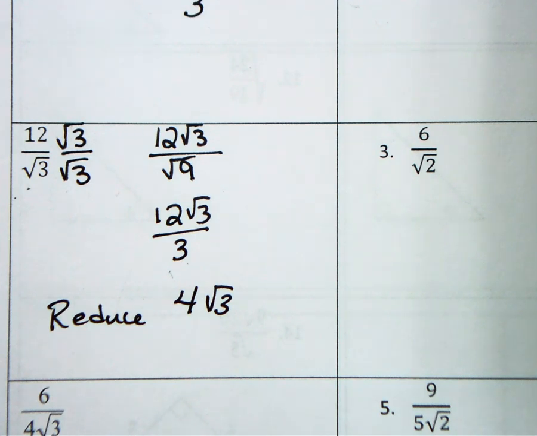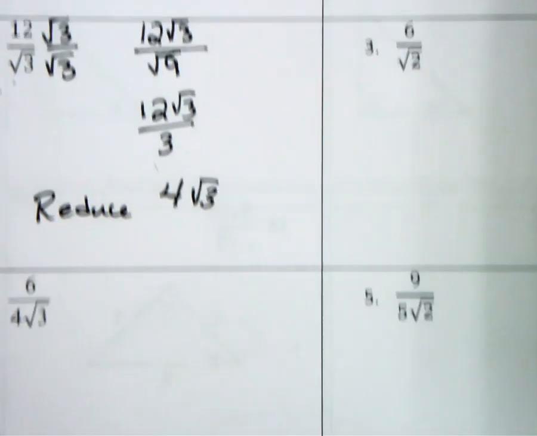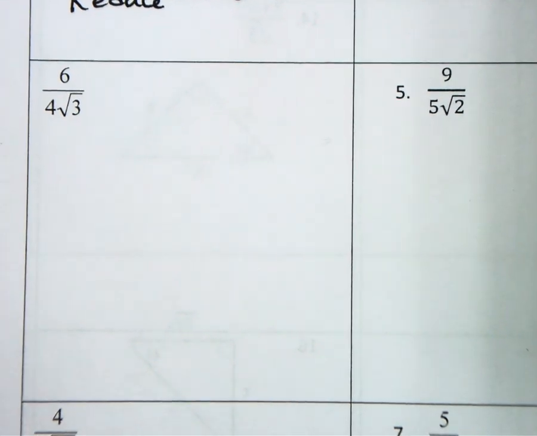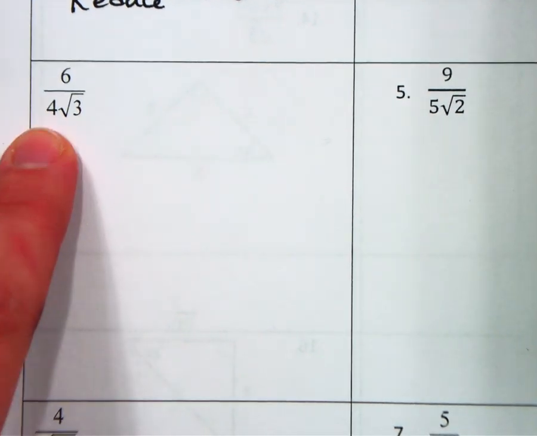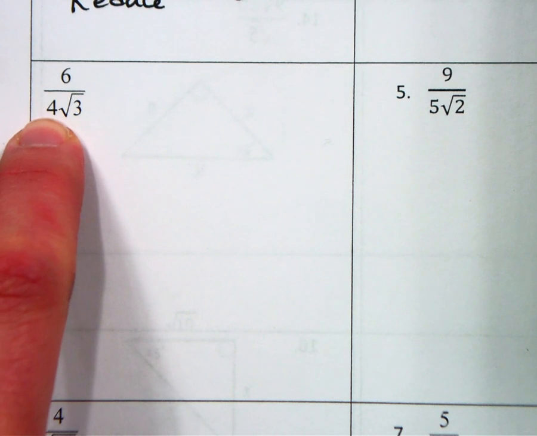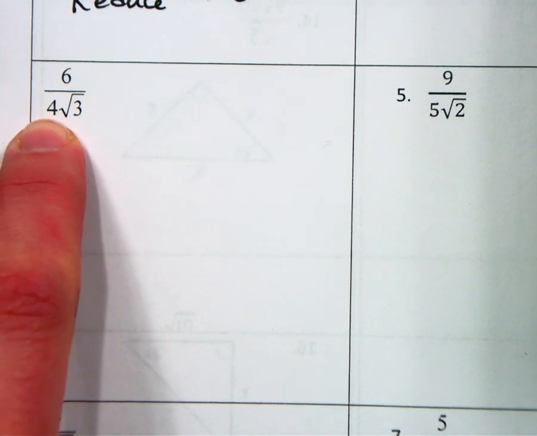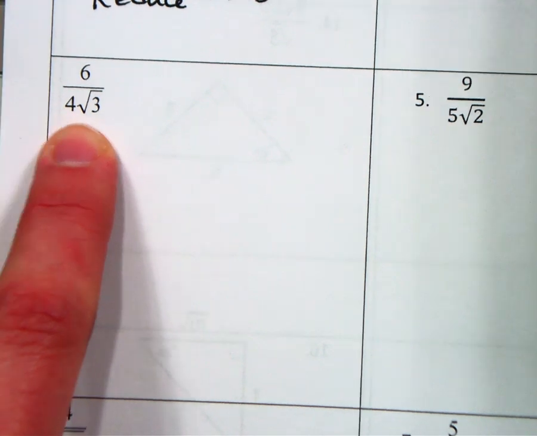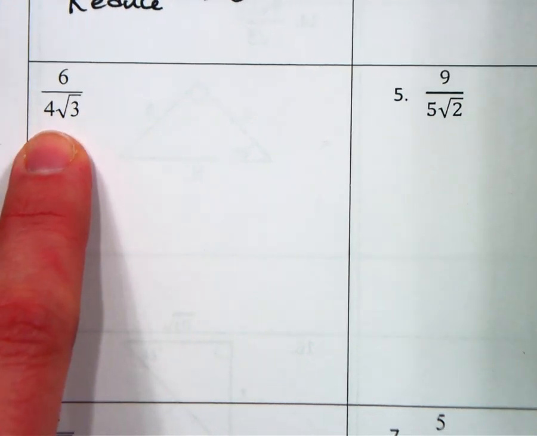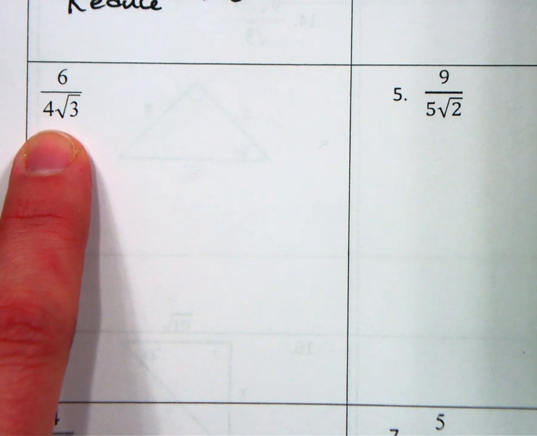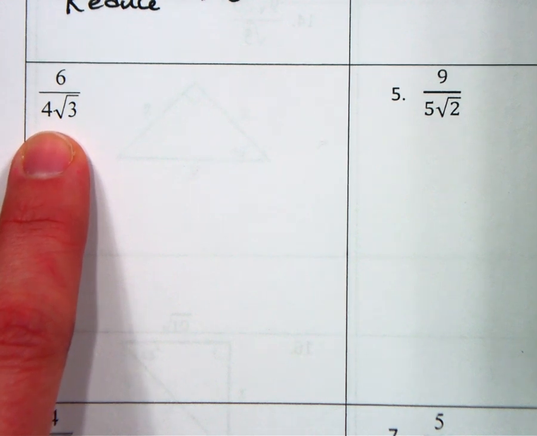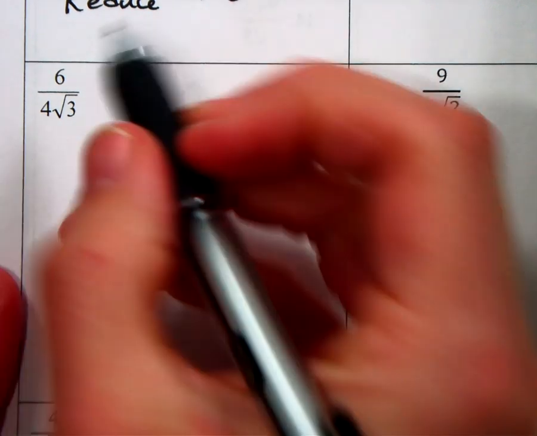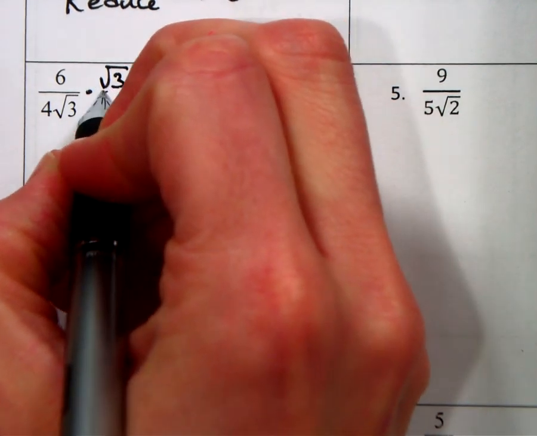Okay, let's jump down to the next little group here. In the next group, the only part that's different is it's got a number in the front at the bottom. So what do I multiply by? You technically could multiply top and bottom by 4 radical 3. You could. But your numbers are just going to get big. So all you need to do, the only part that it's necessary, is to get rid of the radical. So the only thing you have to multiply by is the radical 3.